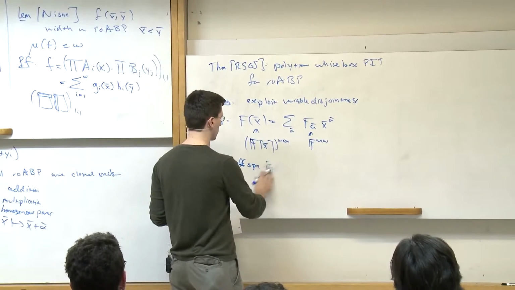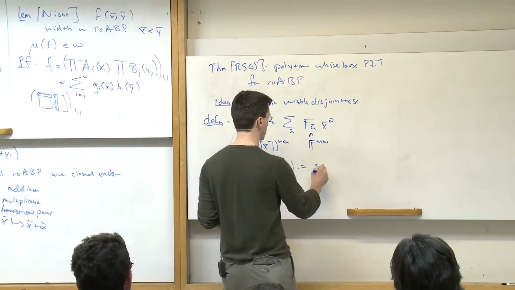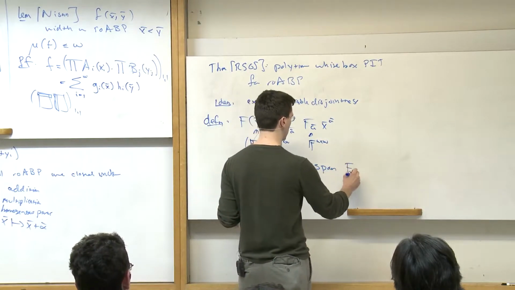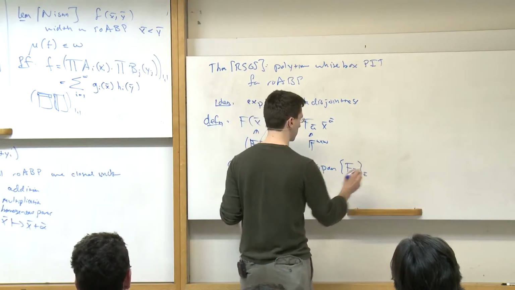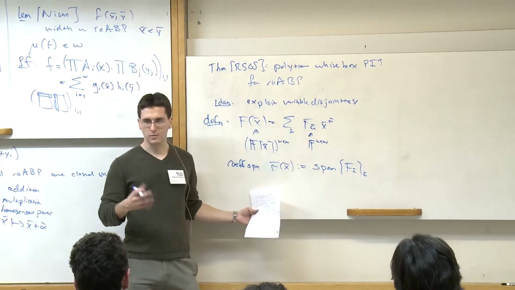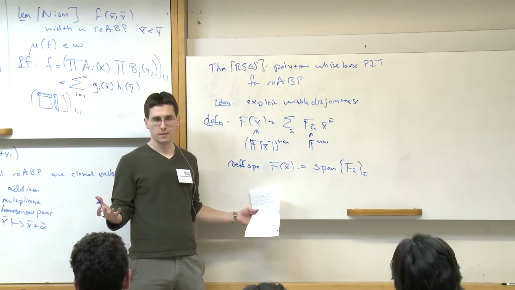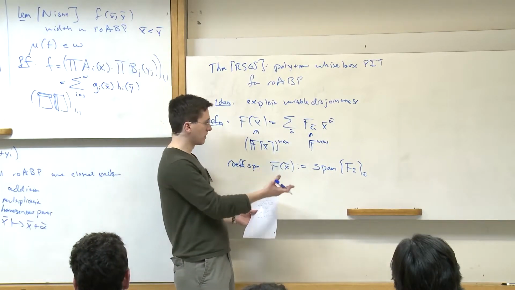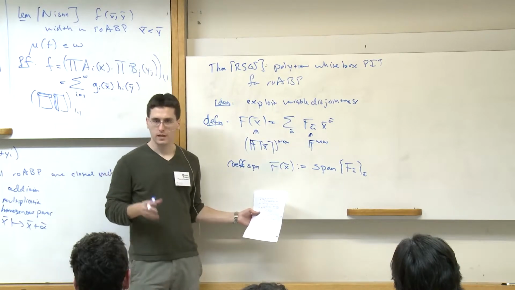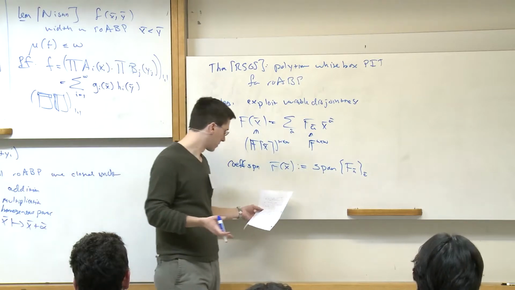of this matrix polynomial f of x is going to be defined as the span of these f sub a's. Okay, right? These are matrices. I'm thinking of them as w squared dimensional vectors. There's exponentially many of them. You take their span. That's some vector space. That is the coefficient span, right? It has some dimension. Dimension is somewhere between 0 and w squared.